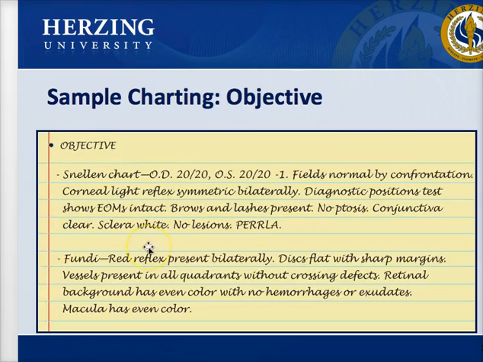The next is a note for objective data. Snellen chart, OD is 20/20, OS 20/20, fields normal by confrontation, corneal light reflex symmetric bilaterally, diagnostic position test shows EOMs intact, brows and lashes present, no ptosis, conjunctiva clear, sclera white, no lesions, PERRLA, pupils equal, round, reactive to light. Fundi, red reflex present bilaterally, discs flat with sharp margins, vessels present in all quadrants without crossing defects. Retinal background has even color with no hemorrhages or exudates. Macula has even color.